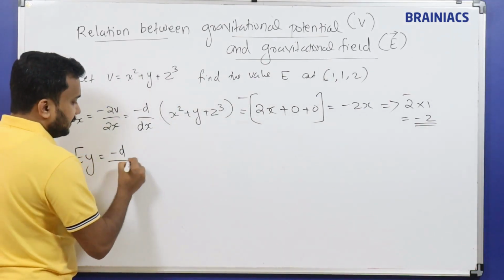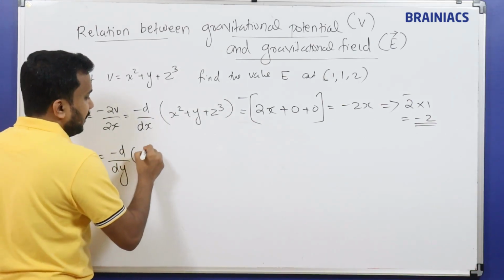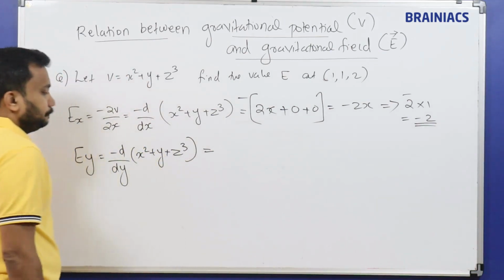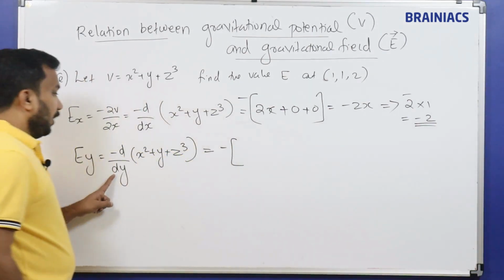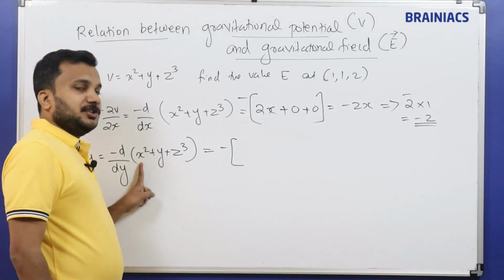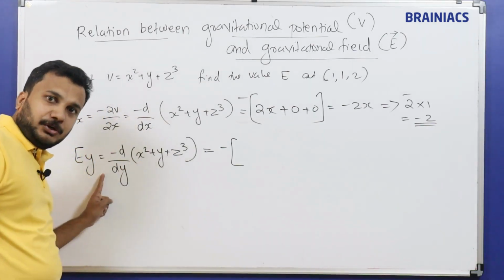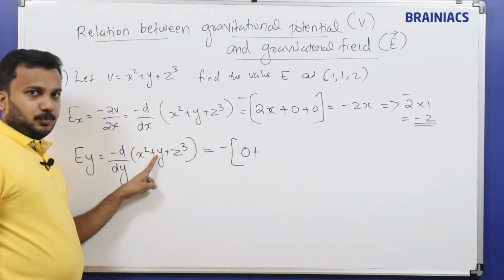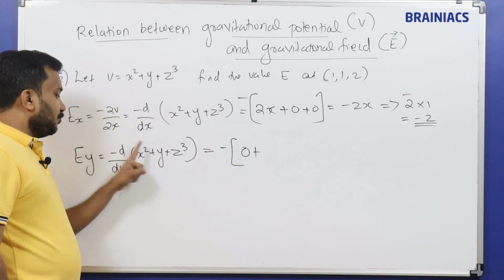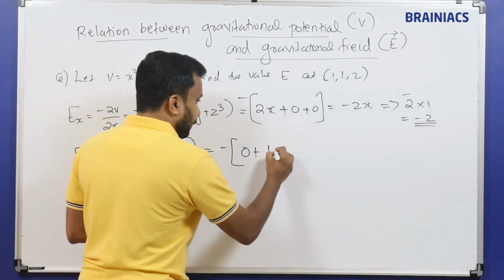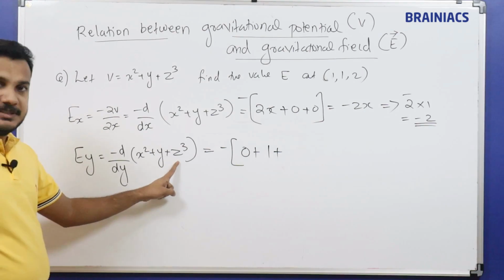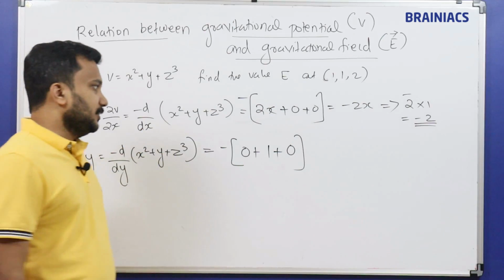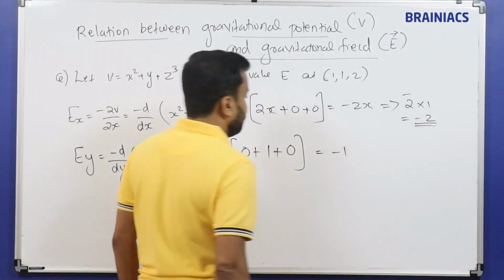So Ex is over. We are going to do it for y. So minus d by dy of the same formula, x square plus y plus z cube. Minus is taken, and we differentiate with respect to y. The differentiation of x square with respect to y is 0, as there is no y term. Here there is only one y, so dy by dy is 1, plus differentiation of z cube is 0 with respect to y. So the answer is equal to minus 1 straight away.